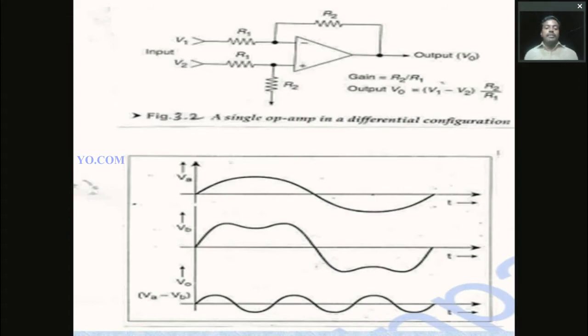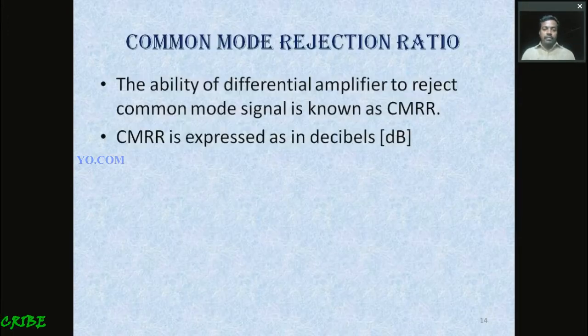See the waveform. VA is the first input, VB is the second input, then VA minus VB is the third, the output. Okay, VA minus VB is the output. So the output is the difference between the two inputs we applied. Okay, right. So this is a differential amplifier.